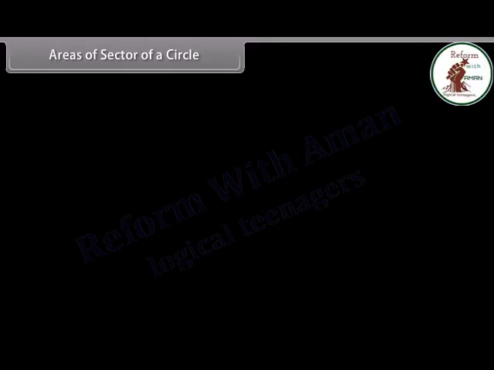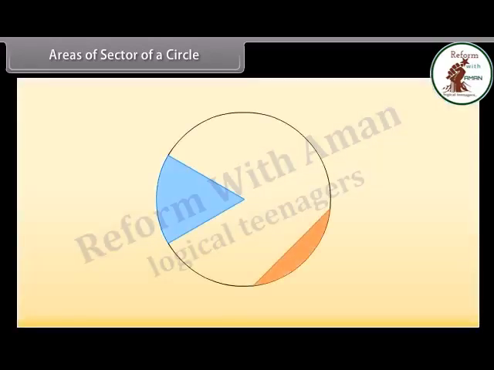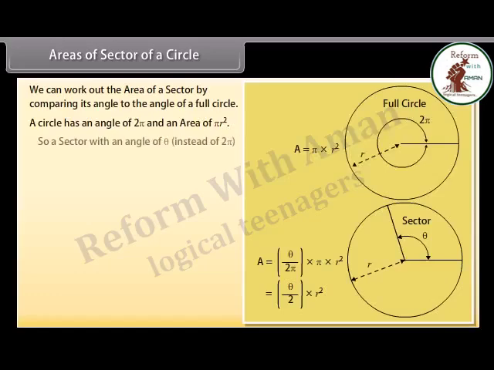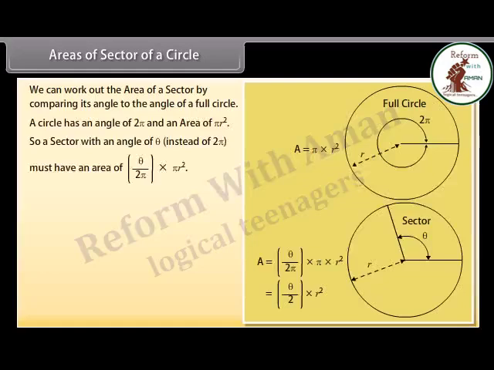Areas of sector of a circle. There are two main slices of a circle. The pizza slice is called a sector, and the slice made by a chord is called a segment. We can work out the area of a sector by comparing its angle to the angle of a full circle. A circle has an angle of 2 pi and an area of pi r square. So a sector with an angle of theta instead of 2 pi must have an area of theta upon 2 pi whole into pi r square, which can be simplified to theta upon 2 into r square.